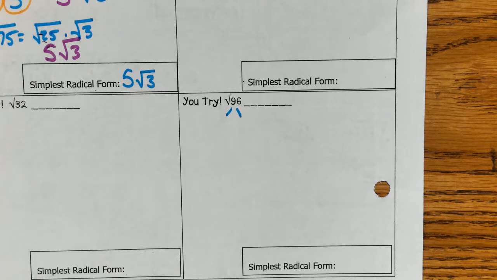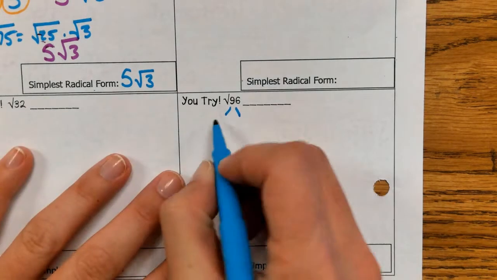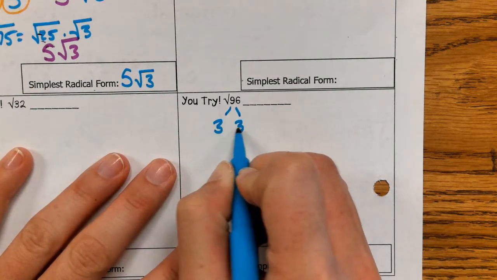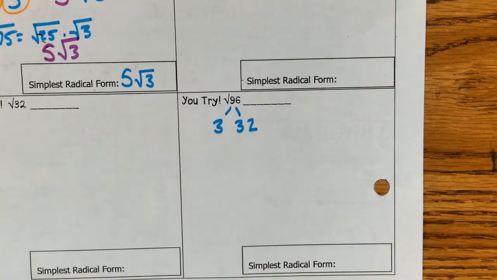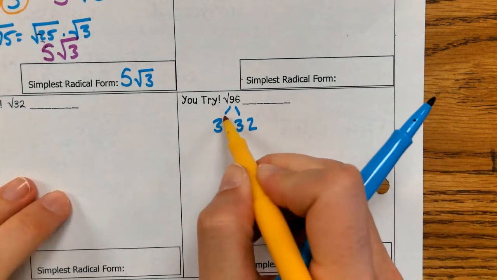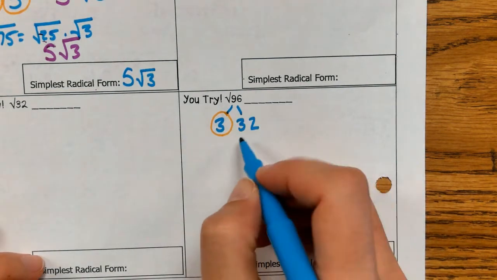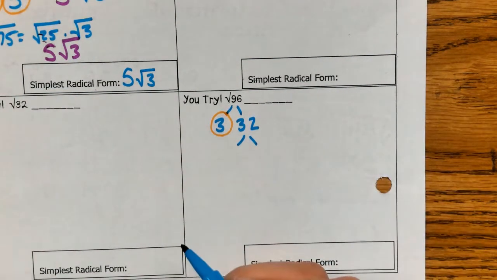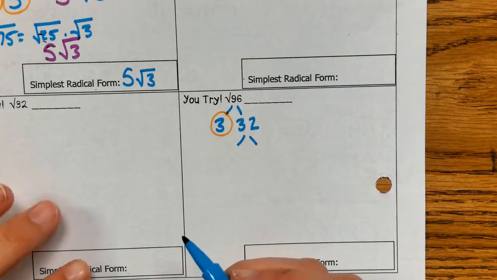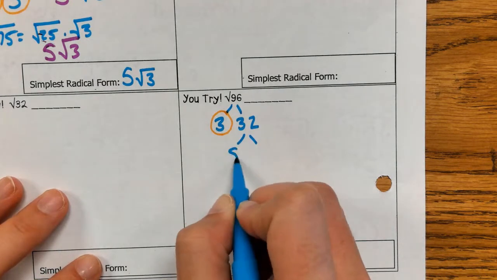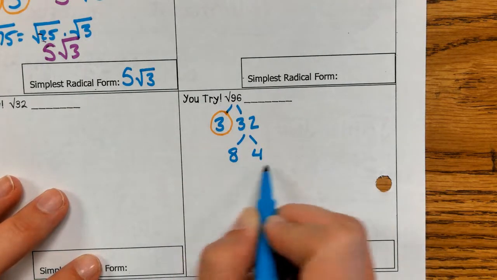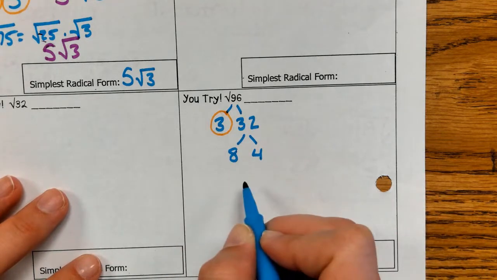Go ahead, Tiziano. 3 and 32. 3 times 32 is 96. And 3 is a prime number. 32 is not prime. So what two numbers make 32?